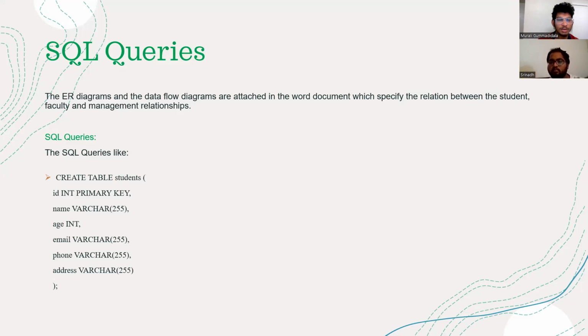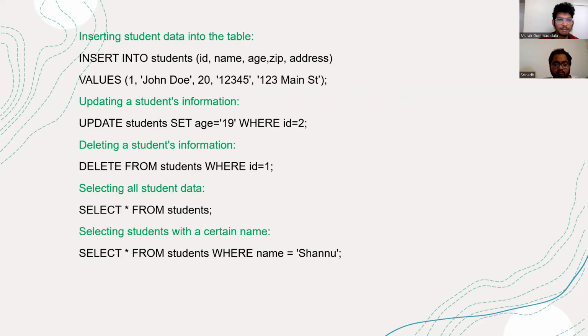Now about the SQL queries. For creating a table, we just use an SQL query with ID as a primary key and name, age, email ID, phone number, and address. And some SQL queries like inserting student data into the table, updating student information, deleting student information, selecting all student data, and selecting a certain name that we want.